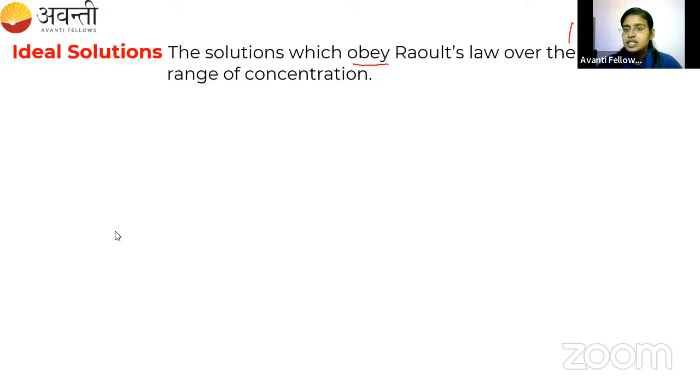So what is Raoult's law? It is P is equal to P naught into X. If I have two components, suppose I want to find P1, then it is P1 naught into X1. For the second component, P2 is equal to P2 naught into X2. If something obeys Raoult's law over the entire concentration, we call those solutions ideal solutions. Now, to find the total vapor pressure, I have to add these two. P total is equal to P1 plus P2. If I add these two, I will get an equation like this.